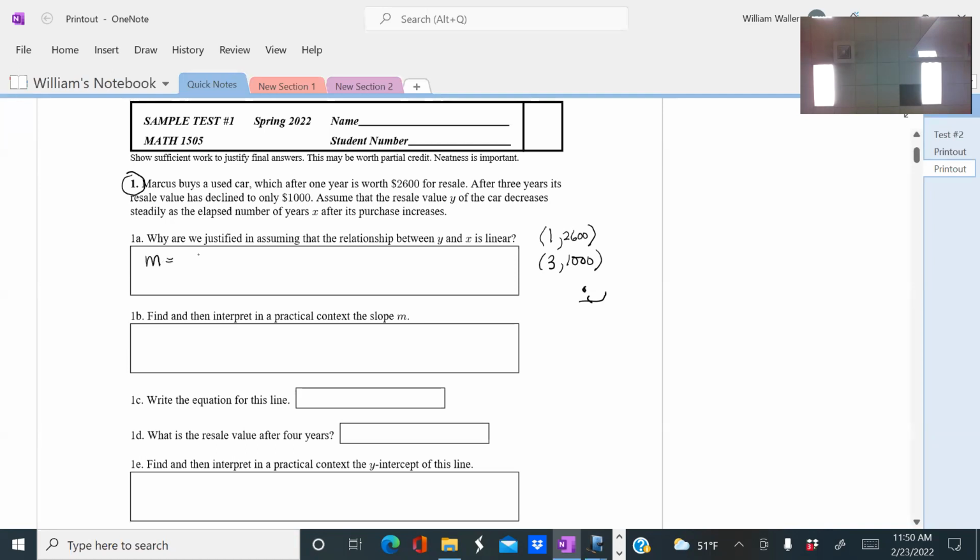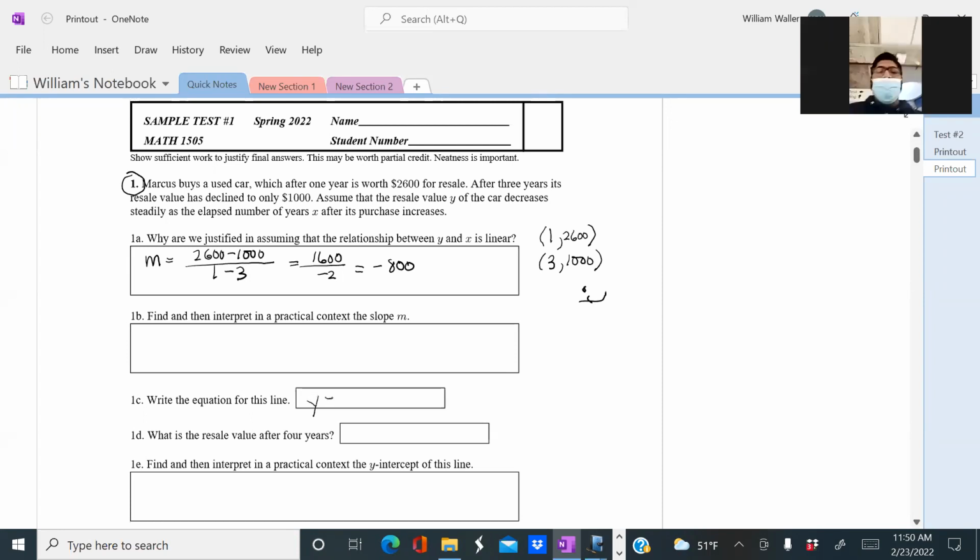So the slope is going to be 2,600 minus 1,000 over, let's make sure we do the subtraction in the same order, 1 minus 3. So I get 1,600 over -2, which is -800. Now it's easy to calculate the slope. Once you've got the slope, you can write down the equation for the line really easily by using point slope form. So you would have Y is equal to your slope, which is -800, times X minus the X coordinate of one of your points, either one that you want here.